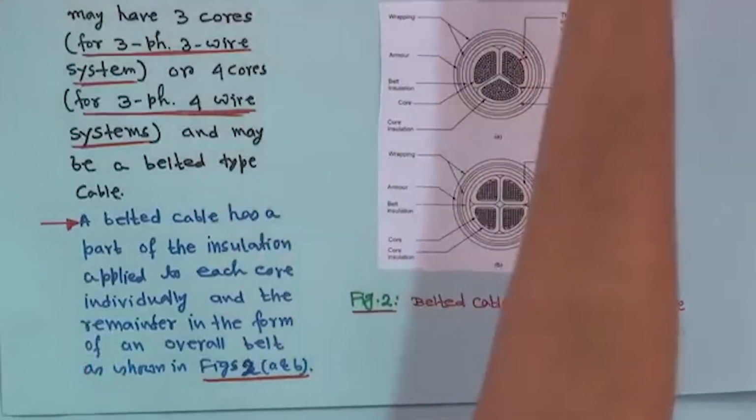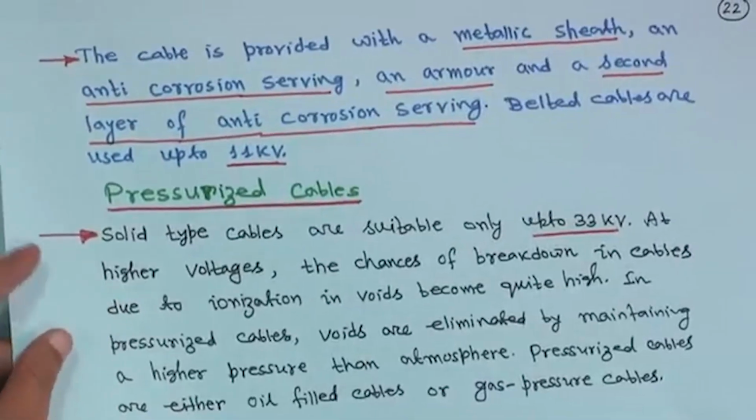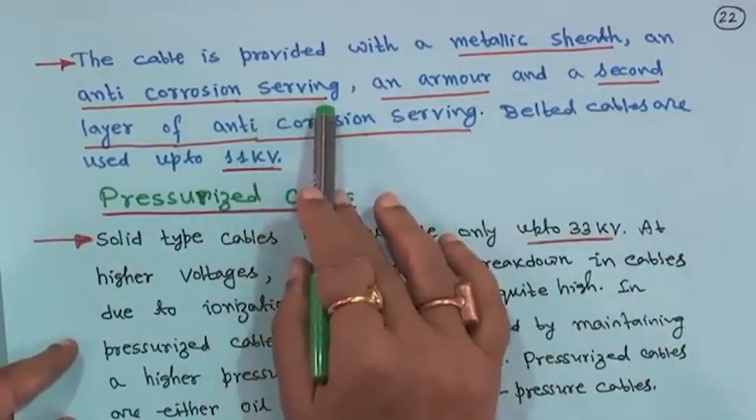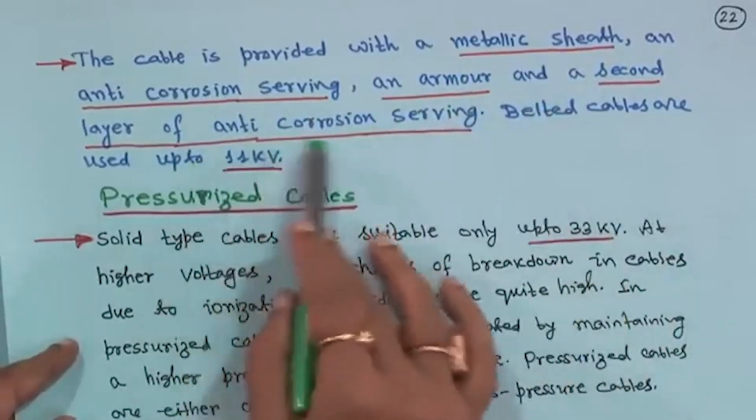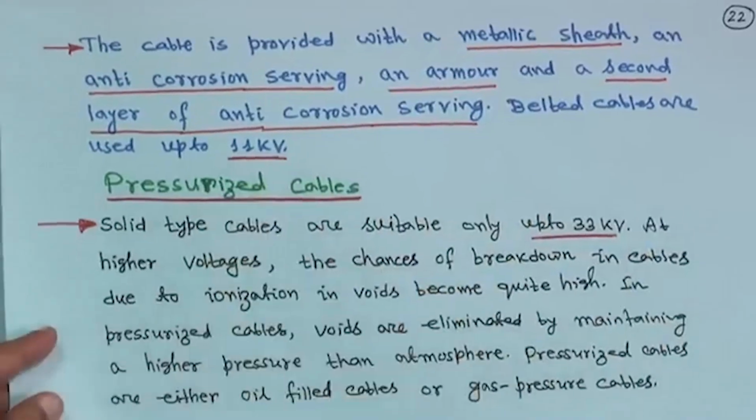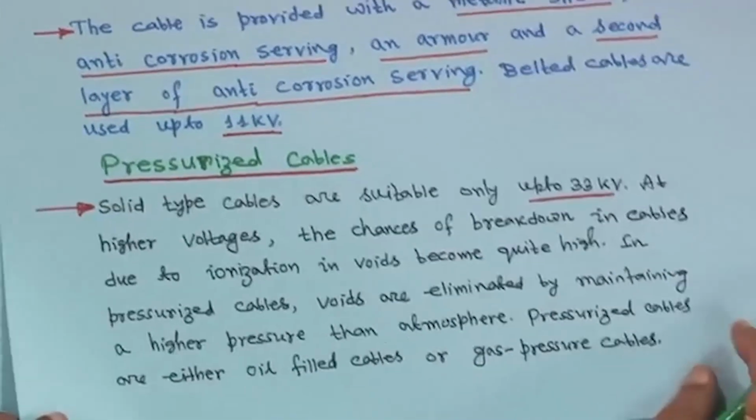This part is initially a little bit of theory, and after that the mathematics part will come. The cable is provided with a metallic sheath and anti-corrosion serving and armor, and a second layer of anti-corrosion serving. Belted cables are used up to 11 kV. Next is pressurized cables.